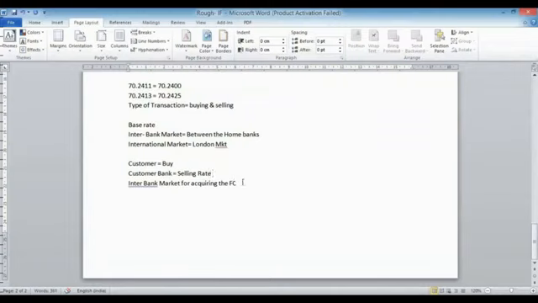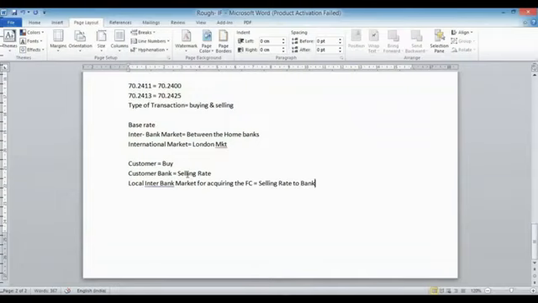So what will the bank do? The bank will approach the local interbank market. You can say interbank market, or local interbank market, anything you can say. The bank will approach the interbank market for buying foreign currency. But as the interbank market has to sell, the interbank market will give the selling rate to the bank.